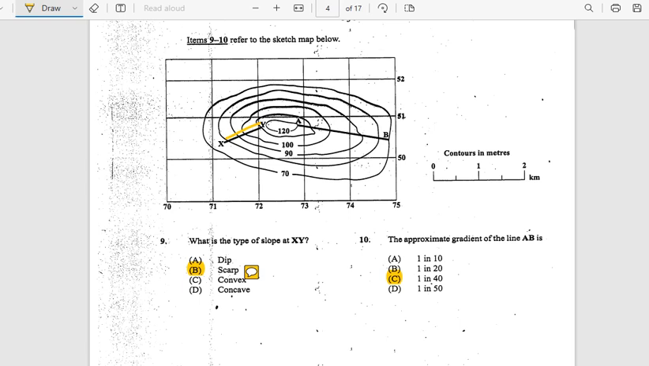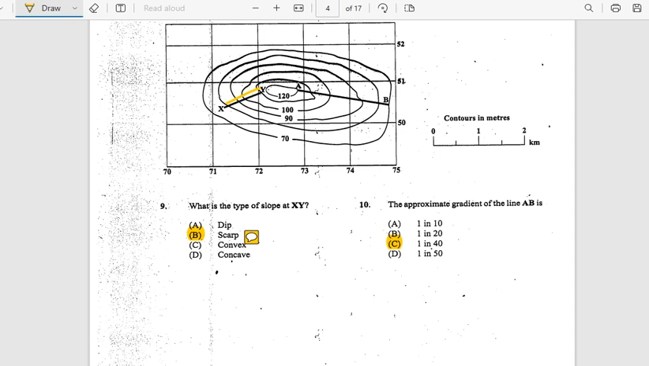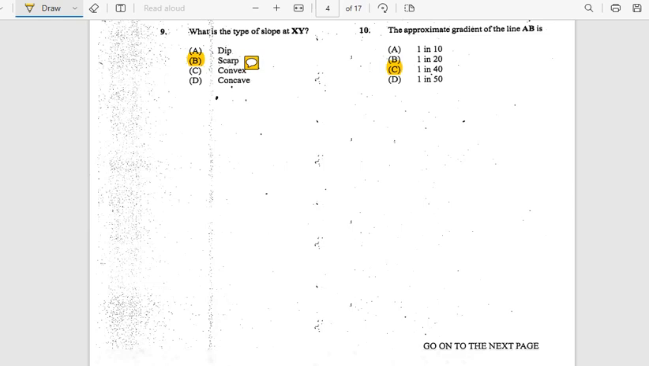Number 10. The approximate gradient of the line AB. So we have A to B, and let's see this. A to B. Look at this. This is around 1 to 40, guys. So it's 1 in 40.